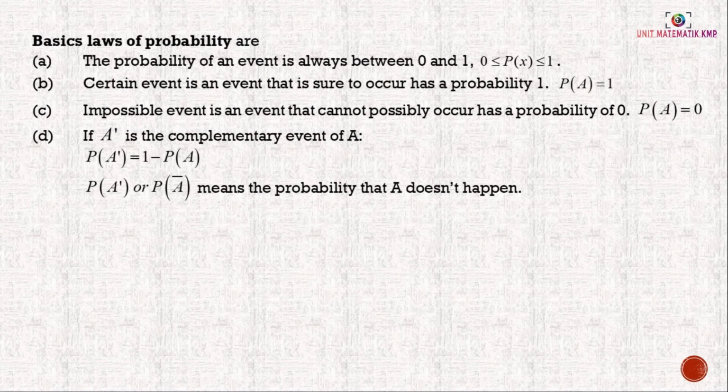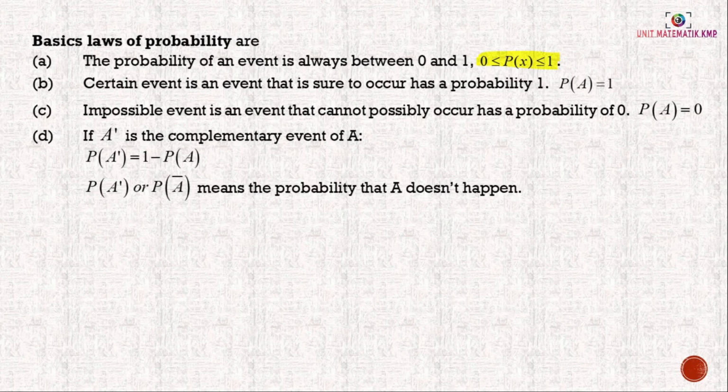Okay, basic laws of probability. So A, the probability of an event is always between 0 and 1. Okay, so means that kalau awak buat calculation, katakan you dapat negative 0.1 ataupun you dapat 1.5, so yang tu berada di luar daripada range 0 and 1, so maksudnya dia bukan probability ataupun jalan kerja awak salah lah.